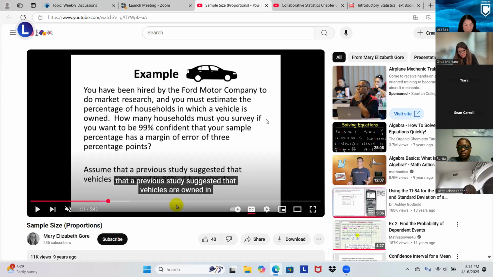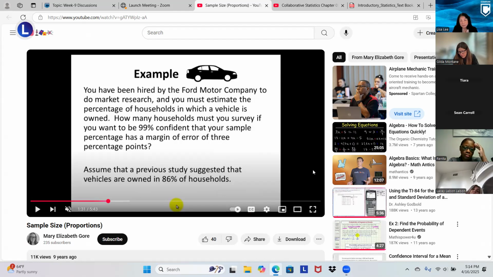So this problem asks us to estimate the percentage of households which own a vehicle. They want 99% confidence, with a sample percentage margin of error of 3 percentage points.